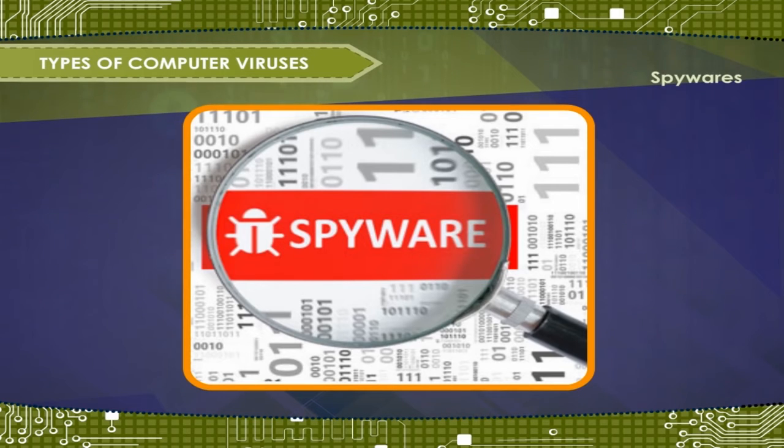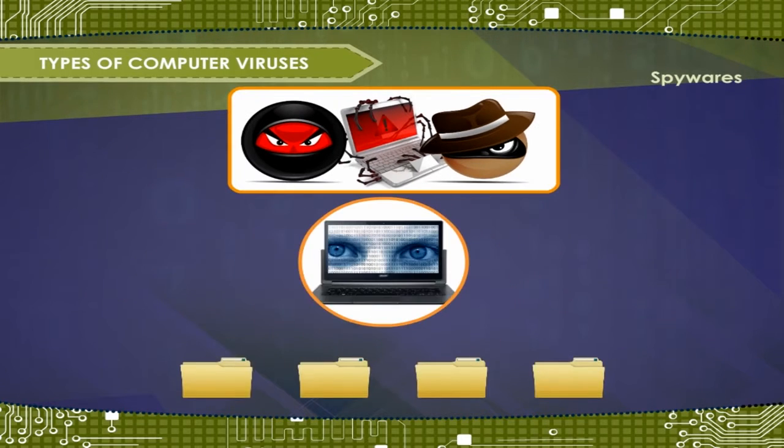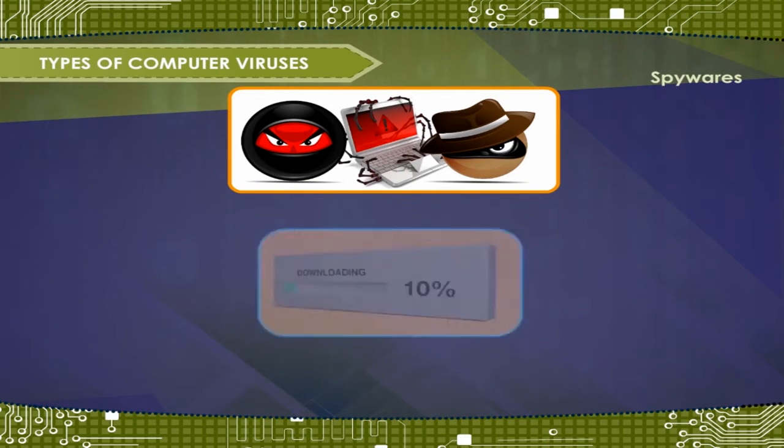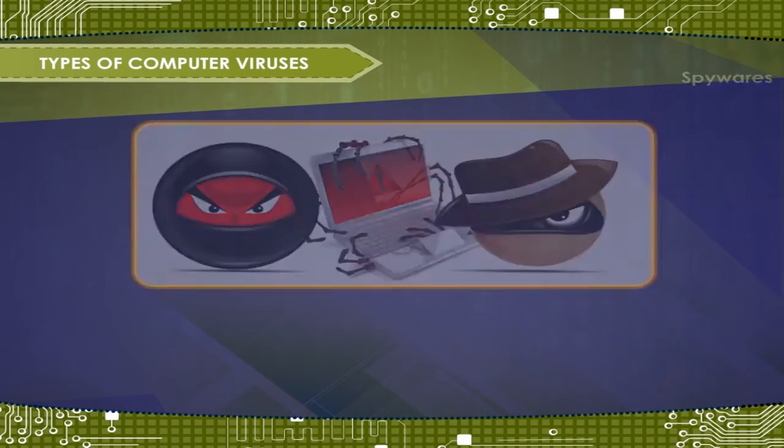Spyware. Spyware is a type of program that is installed with or without your permission on your personal computers to collect information about users, their computers, or browsing habits, tracks each and everything that you do without your knowledge, and sends it to a remote user. It also can download other malicious programs from the internet and install them on the computer.